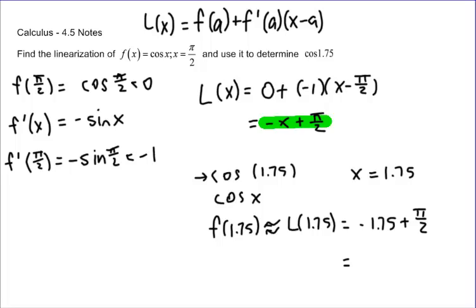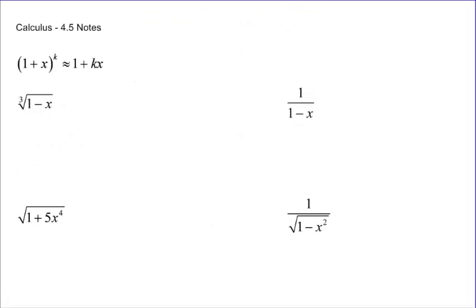So I've got negative 1.75 plus pi over 2. I get negative 0.1792. So that's our approximation, and that's how you do this. Not too bad.